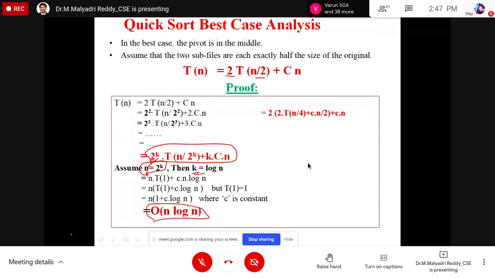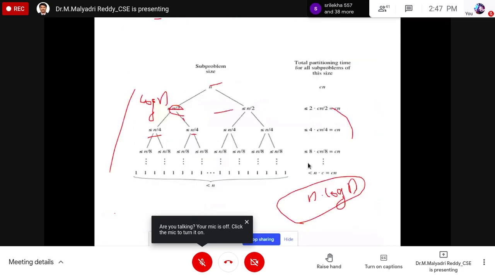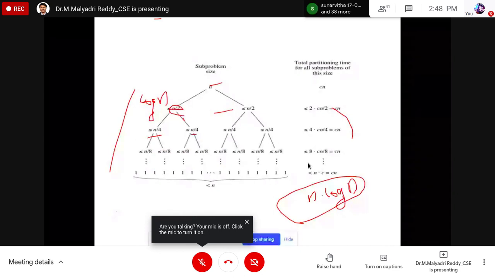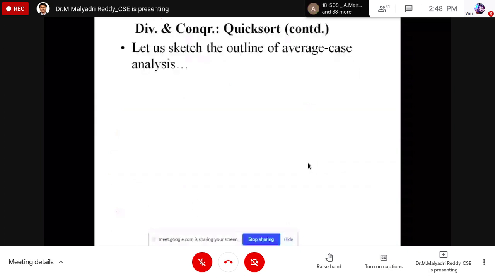So every time they won't ask the analysis of quicksort, but sometimes they will ask the quicksort analysis for the best, worst and average cases. At that time we need to prove this using the recurrence and recursion tree representation. Whenever they ask this type of question, we need to represent it. So the third case is the average case. The average case plays a very crucial role in quicksort.